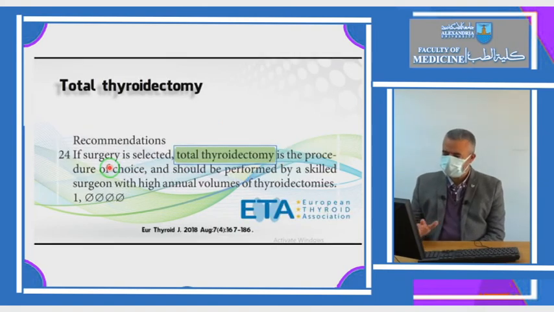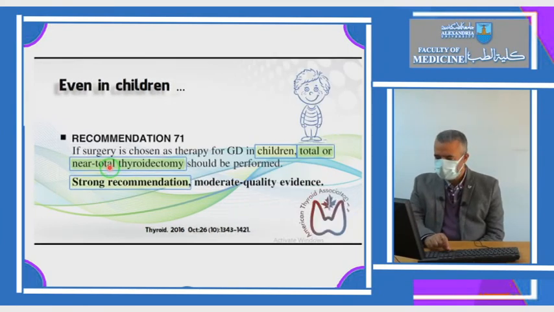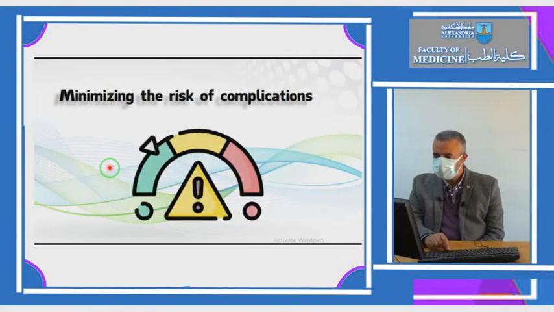Total thyroidectomy is recommended by the European Thyroid Association if you choose the surgical treatment in patients with Graves' disease. Even in children, it is going to be total or near total thyroidectomy as recommended by the American Thyroid Association. So finally, to minimize the risk of complications of surgery, you have to go through 5 steps.